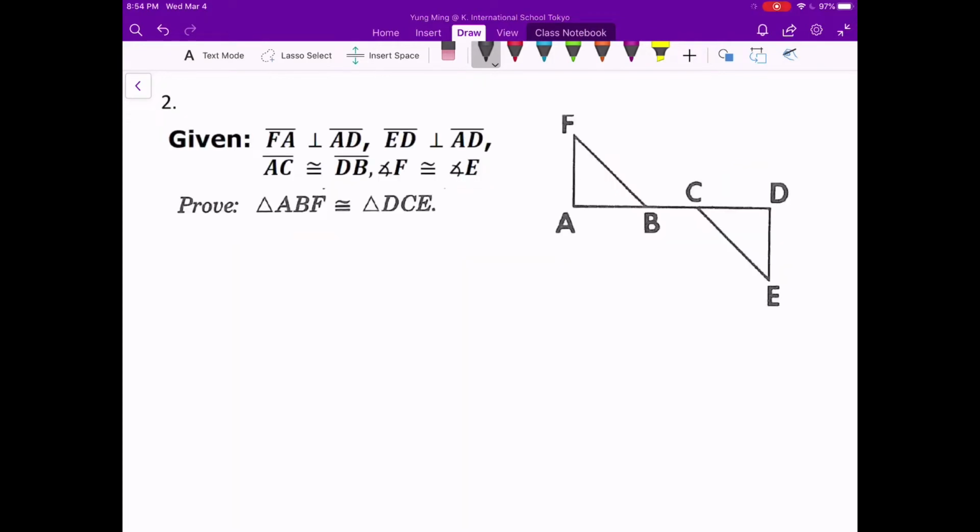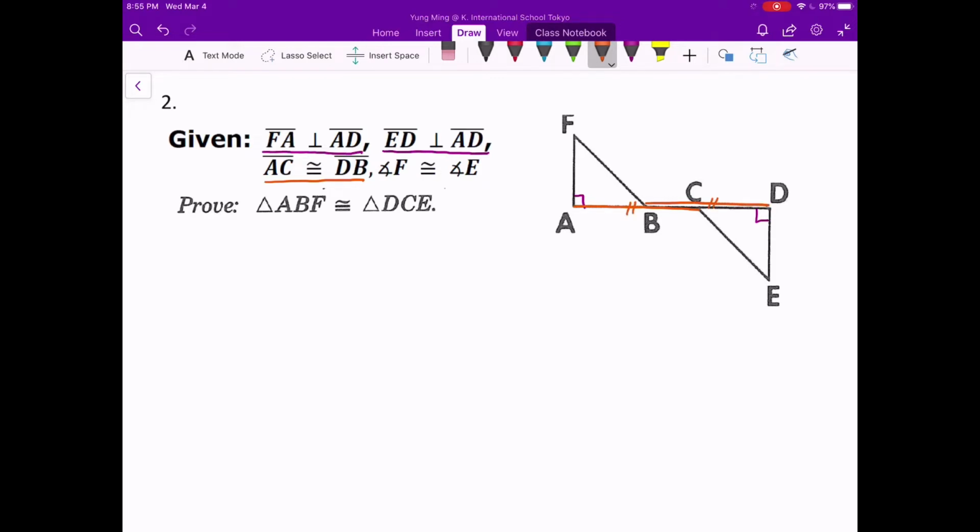Moving on to the second question, we are given a few pieces of information over here. First of all, FA is perpendicular to AD. Okay, mark it up. ED is also perpendicular to AD, here. And then next you have this weird equality over here. They're not telling you AB is equal to CD. They're actually telling you AC is equal to BD. Okay, so it looks something like that.